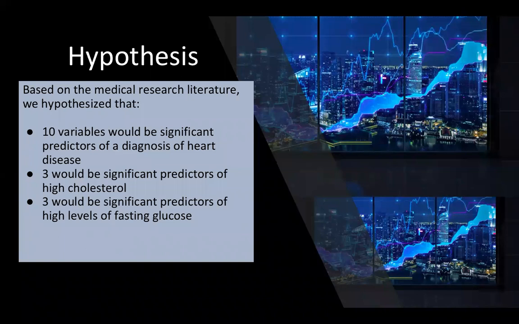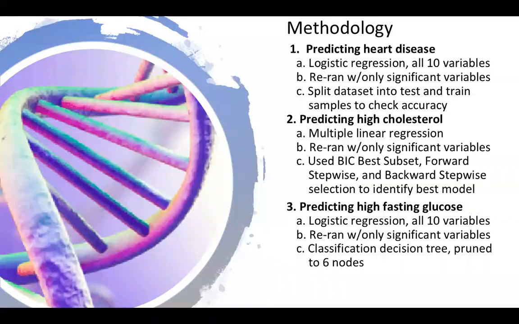Based on the medical research literature, we proposed 3 hypotheses. First, that 10 variables would be significant predictors of a diagnosis of heart disease. Second, that 3 variables would be significant predictors of high cholesterol, which narrows the coronary arteries. And third, that 3 variables would be significant predictors of high levels of fasting glucose, which can damage the heart and other organs. We will provide more information about these predictor variables in just a few minutes.